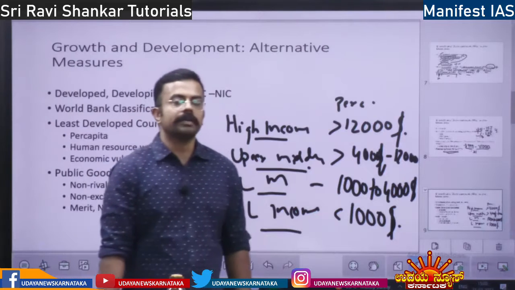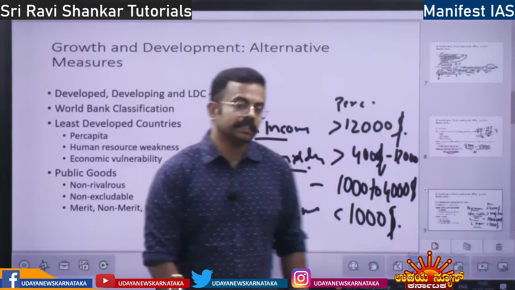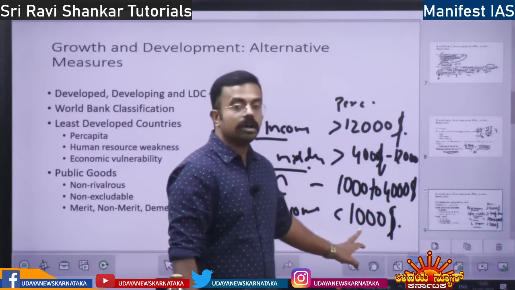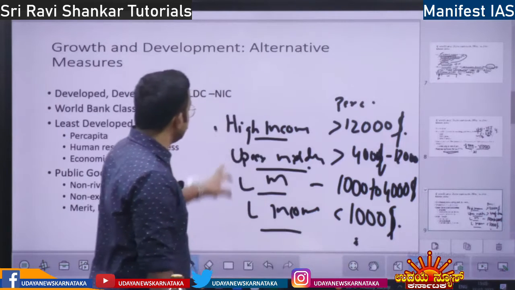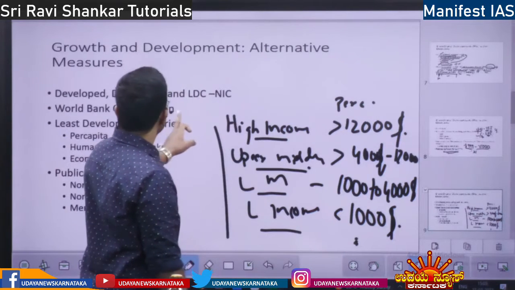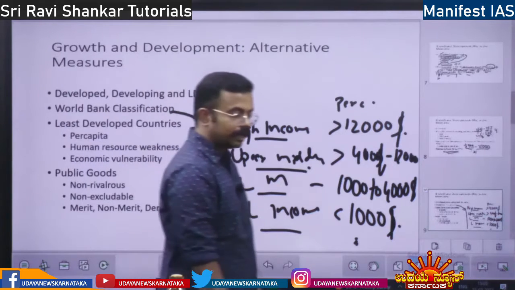Is it for a month or a year? It is for a year. It is per year. If the income is less than $1,000, then it is a low income country. This is the criteria given by the World Bank, right?